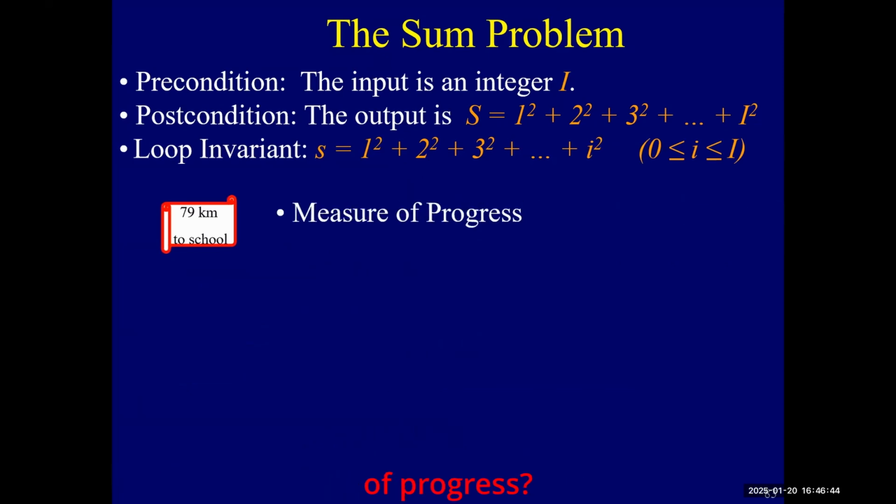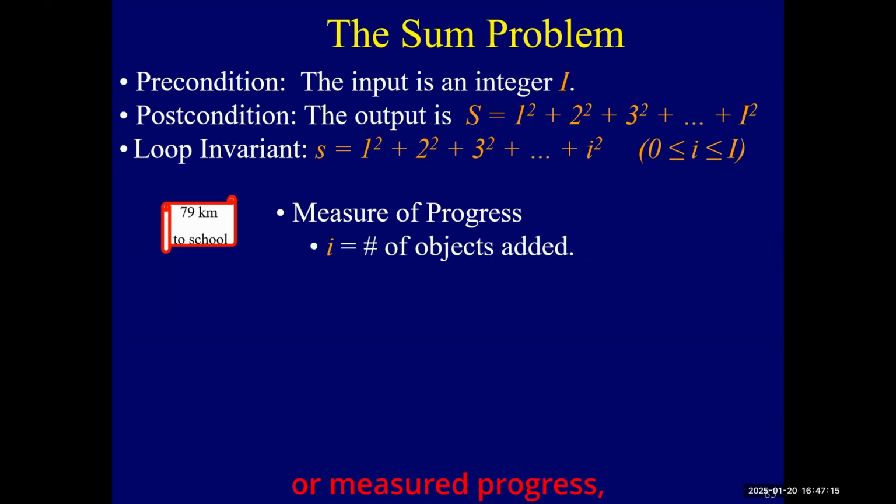What's our measure of progress? What's a measure of progress? It's just a single number to tell you how much work we've done. Give me a single number. Big I? Big I is how much work we need to do. How much have we done? Little I. Little I is how much work we've done, right? We've summed up I terms. Our measure of progress is the number of terms we've added, right?